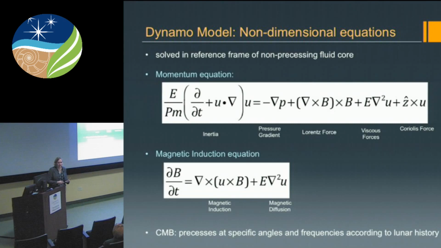The dynamo simulations we use typically, I've just put up the equations here. Basically, we're solving the momentum equation for the fluid motions and the magnetic induction equation for the magnetic field generation. And we have the core mantle boundary precessing at specific angles and frequencies according to what the lunar history would have given us from the Cassini state scenario.